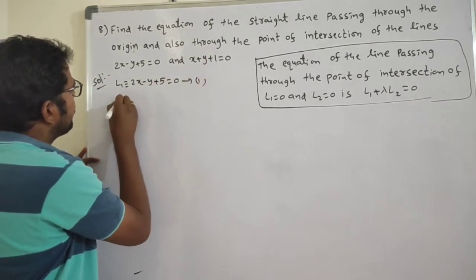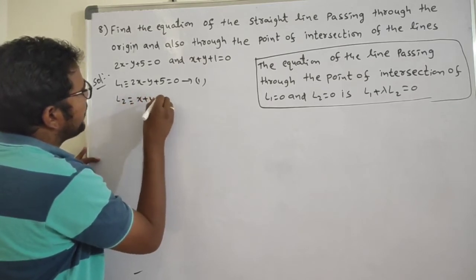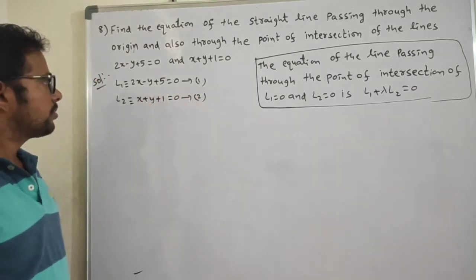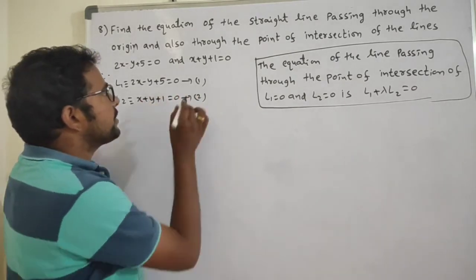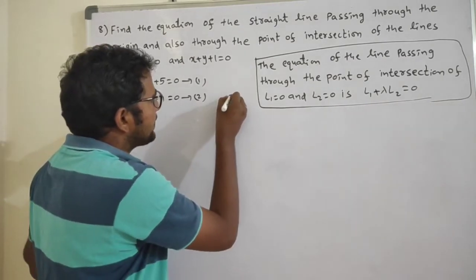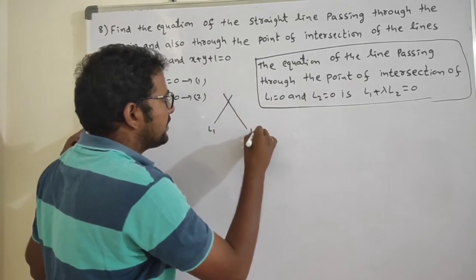And L2 is x plus y plus 1 equals 0. Take it as equation number 2. So we have to find the equation which is passing through the point of intersection of L1 and L2. So take this as L1, this as L2.